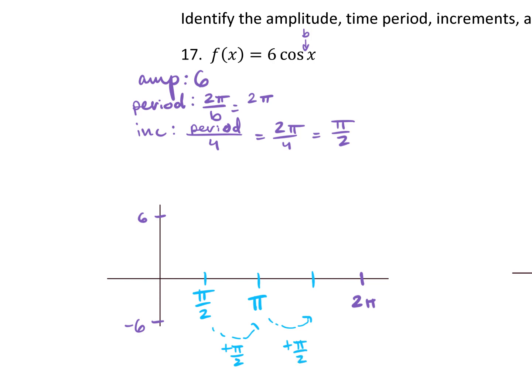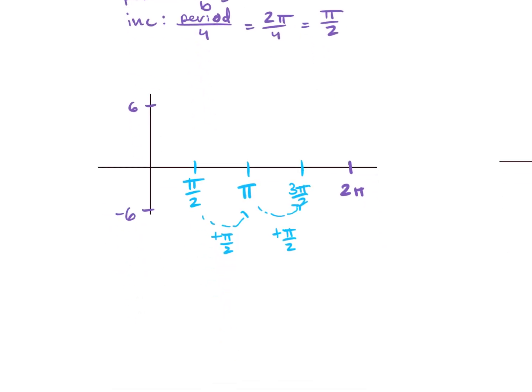What is pi plus pi over 2? 3 pi over 2. If you guys need to, write it out. We said that pi was 2 pi over 2. Or just find a common denominator. When we add another pi over 2, we get 3 pi over 2. So you just add your increments. You're going to have 3 increments in between 0 and the period.